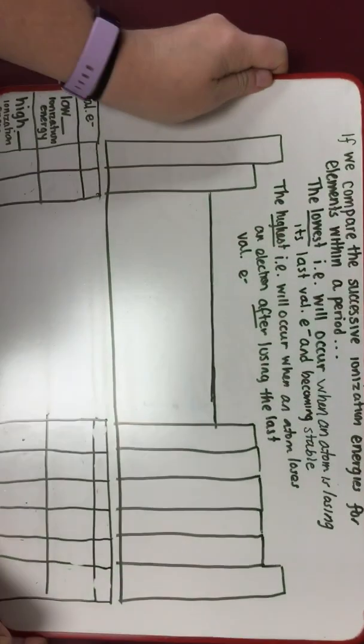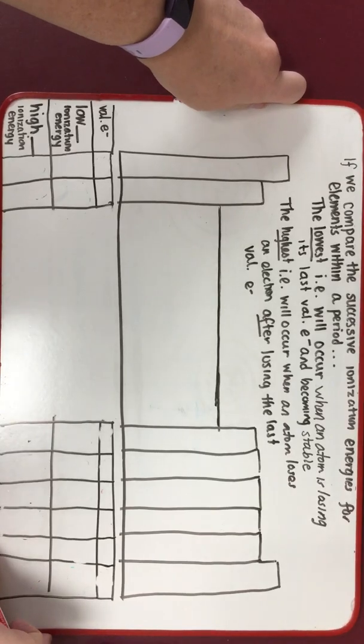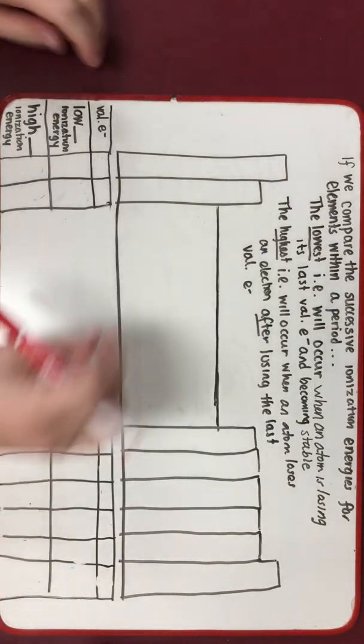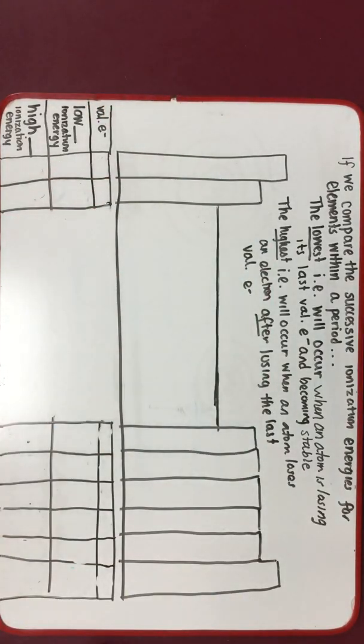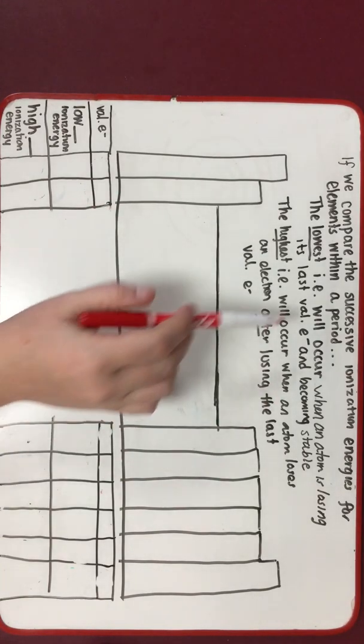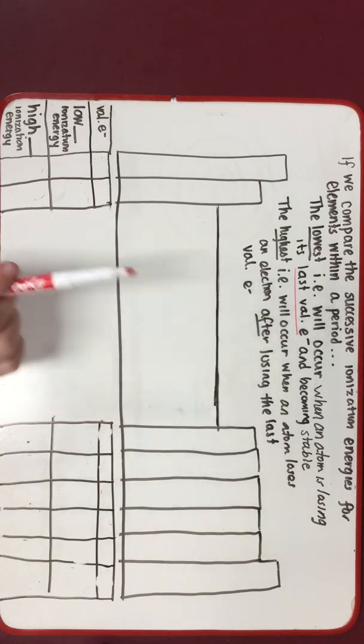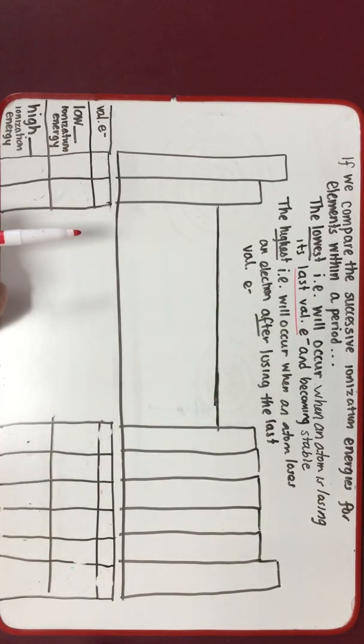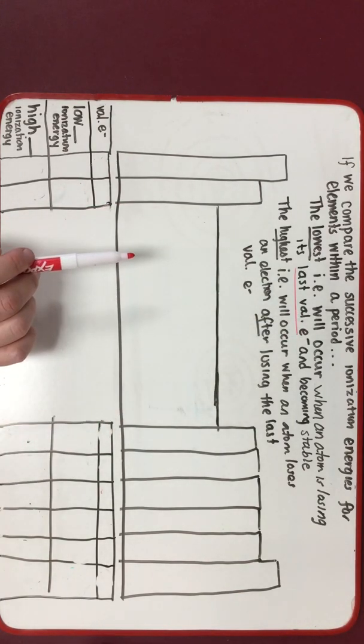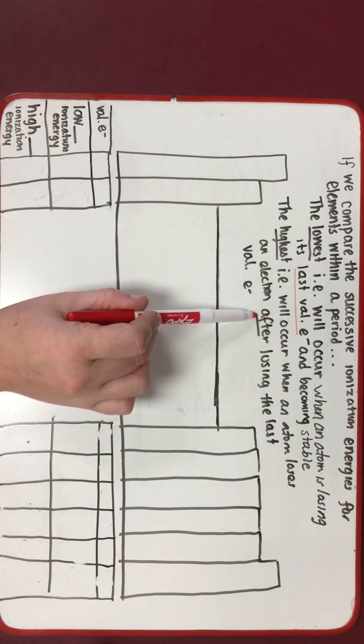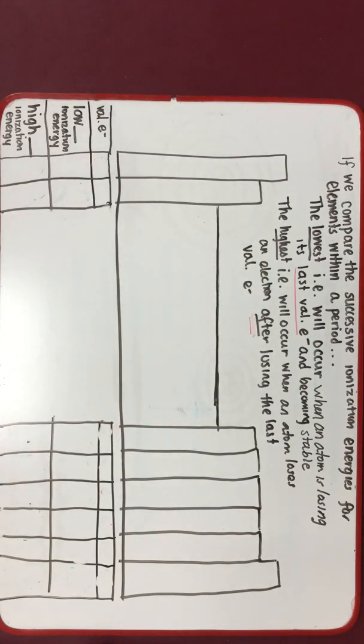If we compare the successive ionization energies for elements that are within a period, so within a row, we will find that the lowest ionization energy will occur when an atom is losing its last valence electron. That's because that's what makes it stable. And the highest ionization energy will occur if you try to take another electron away after that one.